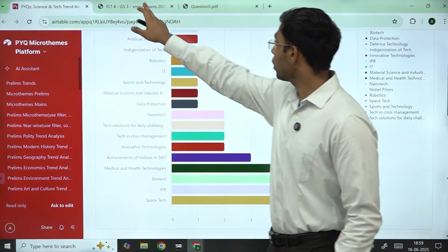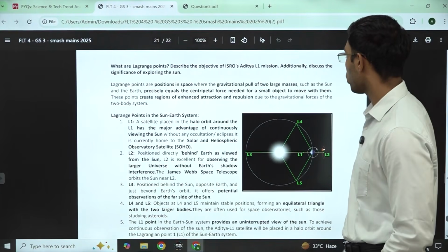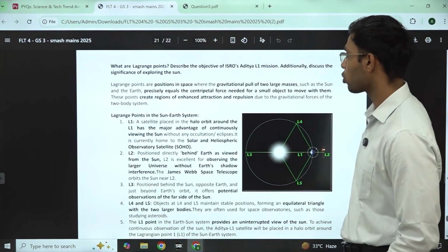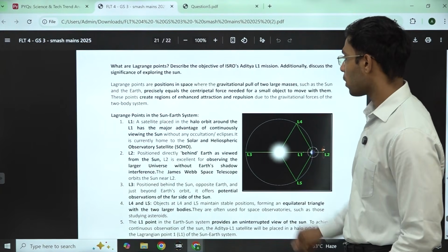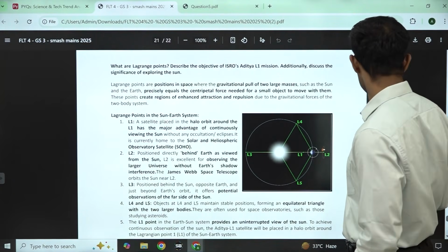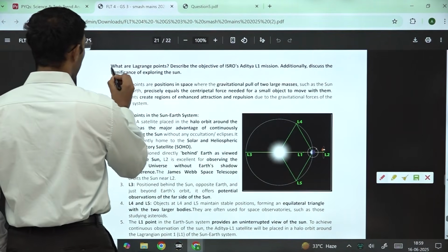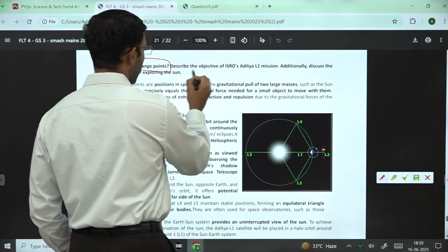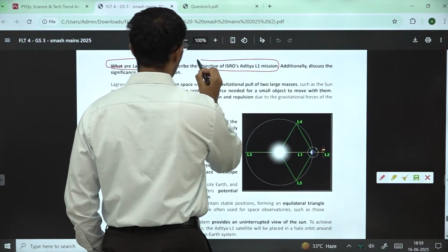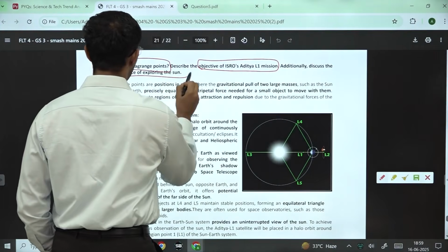So let's look at a question on science and tech. What are Lagrange points? Describe the objectives of the ISRO L1 mission. Additionally, discuss the significance of exploring the sun. Now, I have written this question myself also and will show you my answer as well. But what are Lagrange points? A very, very crisp question, very easy to understand the demand. Firstly, explain the concept of Lagrange points. After that, describe the objective of ISRO's L1 mission, the Aditya L1 mission. And then additionally, discuss the significance of exploring the sun.